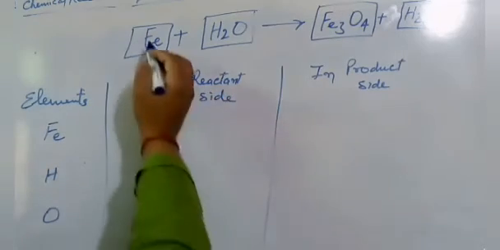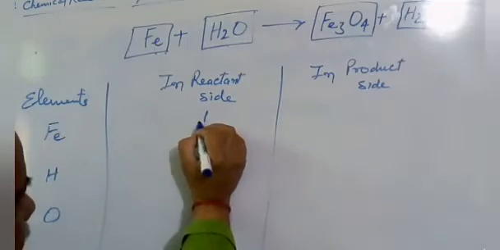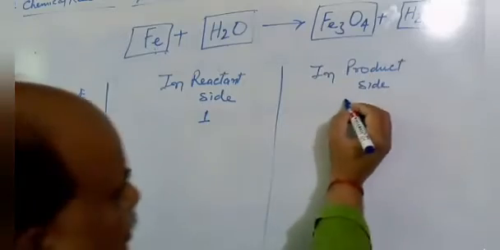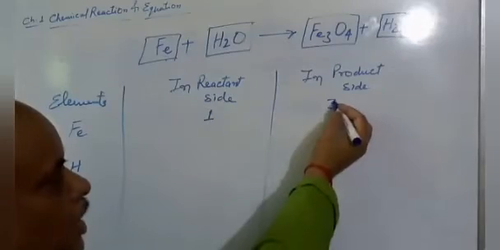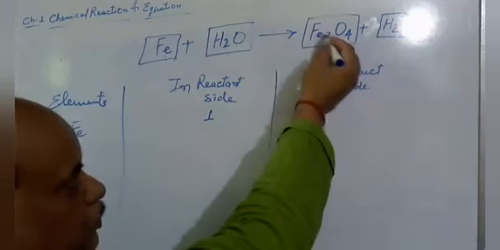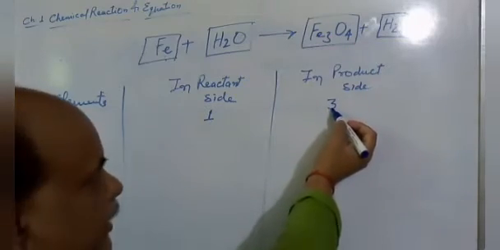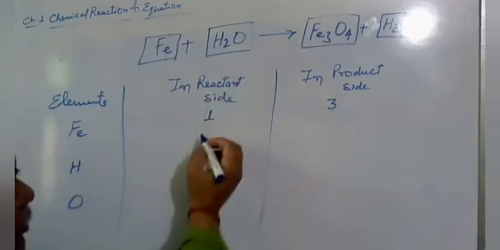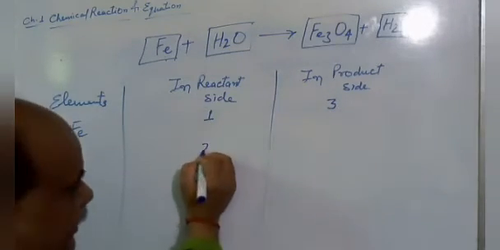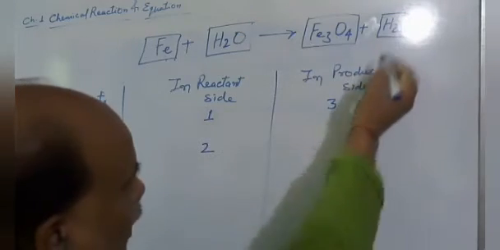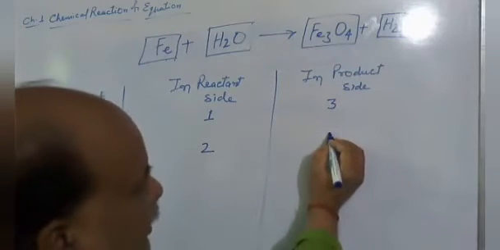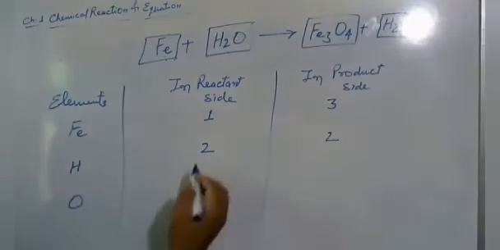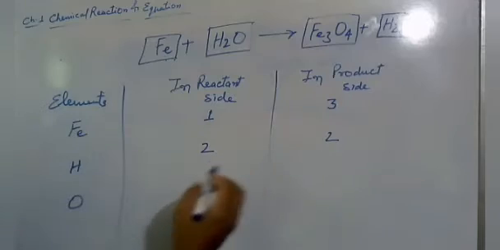So in reactant side only one Fe atom, iron atom, and in product hand side there are three atoms of iron, Fe3O4, three atoms of iron in product hand side. Hydrogen, there are two hydrogen atoms in water molecules in reactant side, and two hydrogen atoms are present in product hand side. Hydrogen is balanced. Hydrogen atoms are balanced.